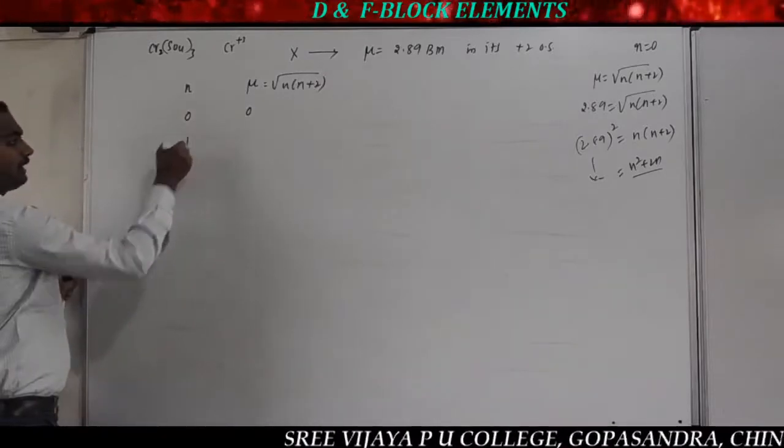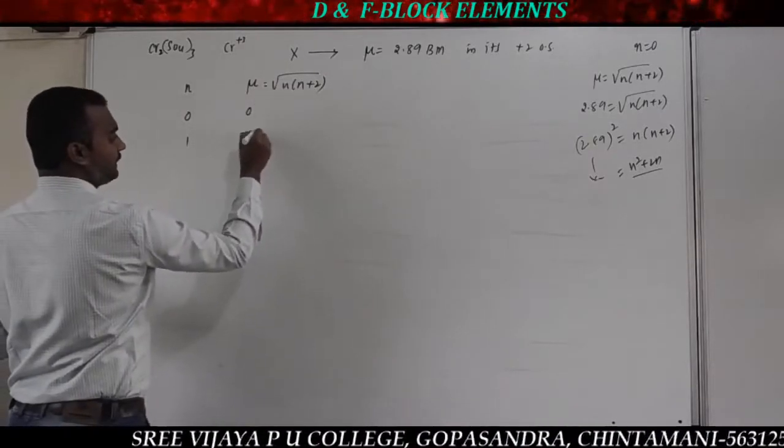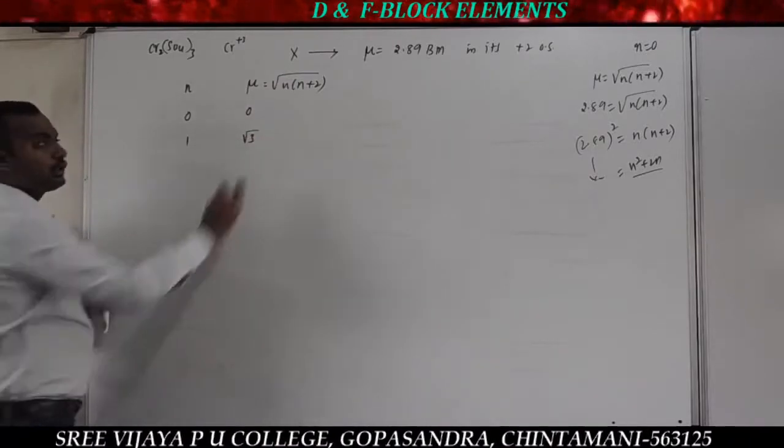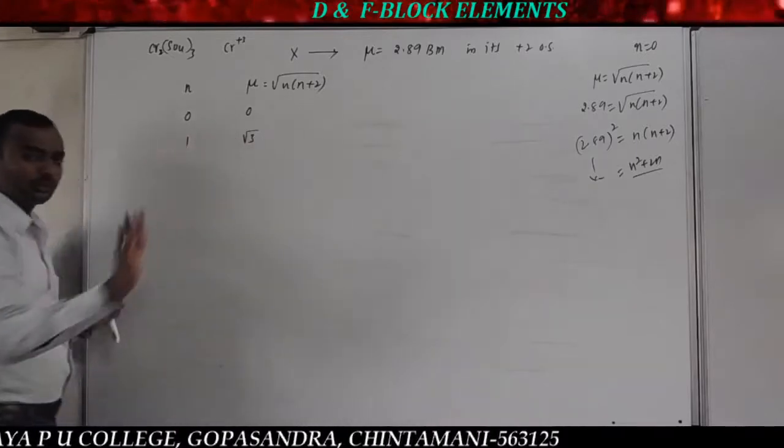If we take one unpaired electron and calculate the value, definitely we get root 3. So 1 into 1 plus 2, 1 plus 2 is 3, 3 into 1 is 3. Therefore, you get root 3.